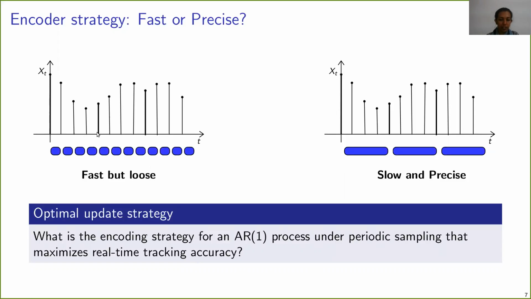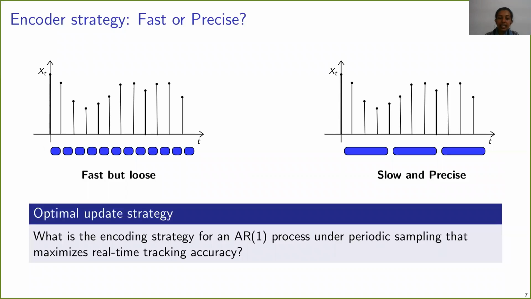Now see the first picture. Here we try to send a new update in every transmission instance. Since we have only one channel use to send each update, the precision of each update is low, but then each of these updates will reach the decoder with a single time unit delay. This we call a fast but loose scheme.